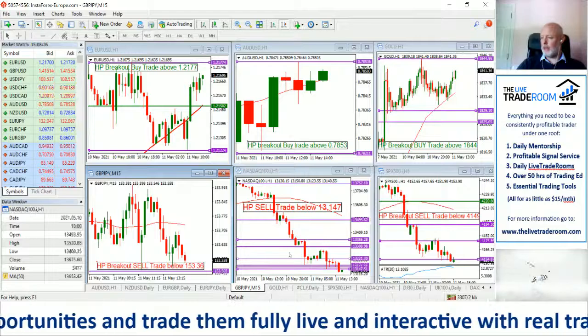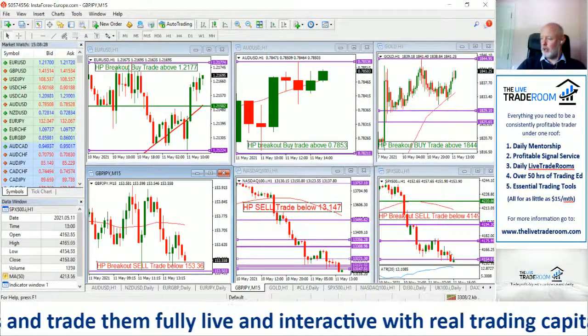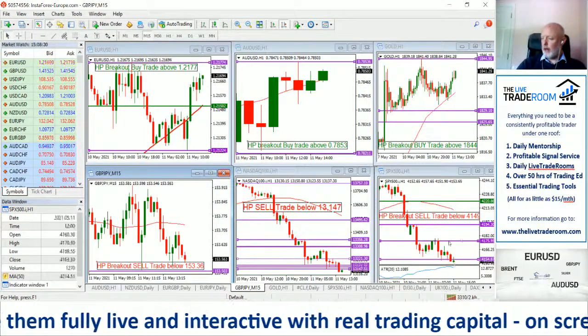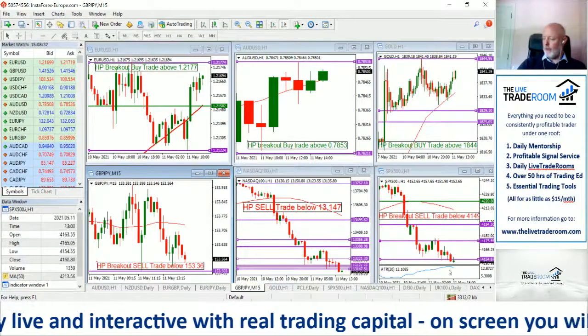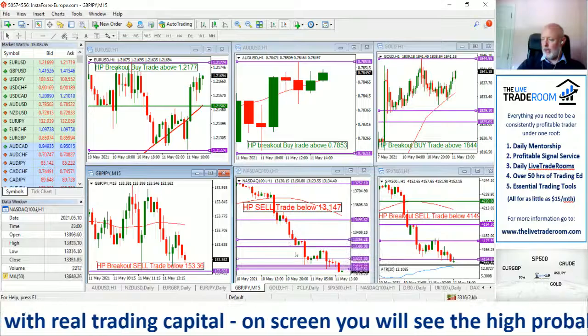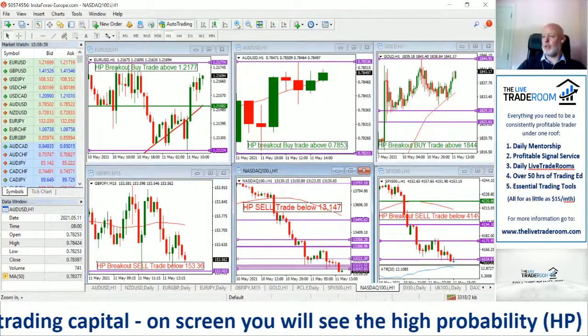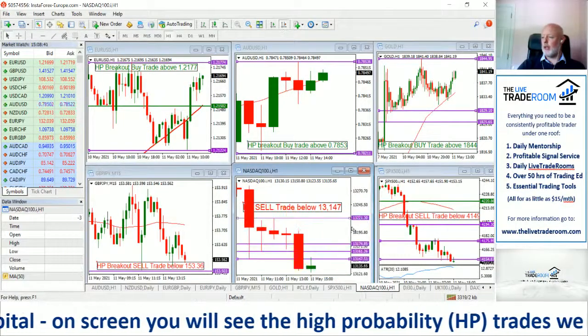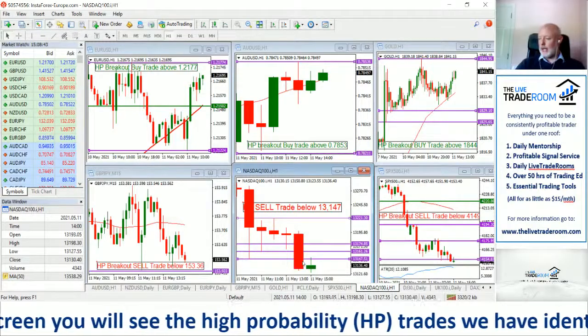Those are the levels at which we're looking to trade. Very close to that 4150 level to the downside for the S&P, and we are technically breaking these levels to the downside as far as the Nasdaq's concerned.